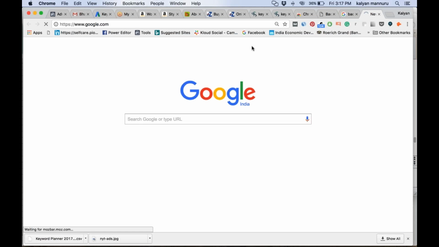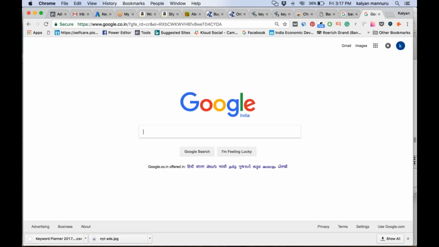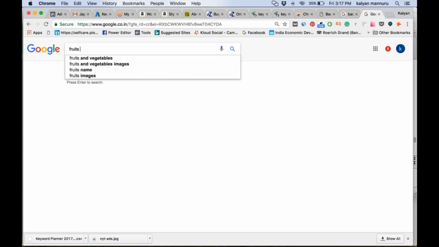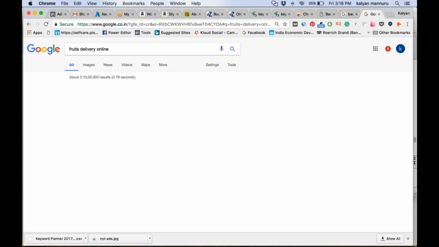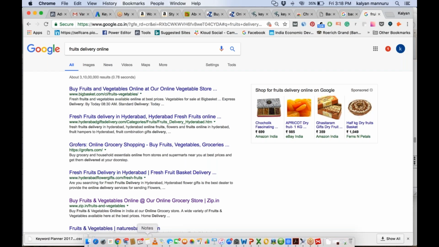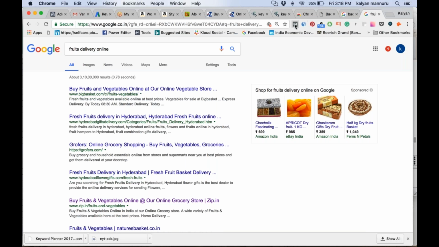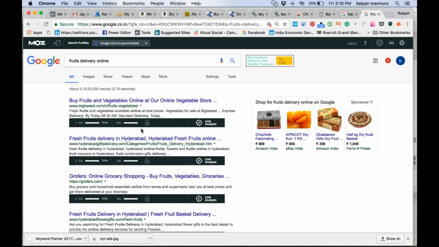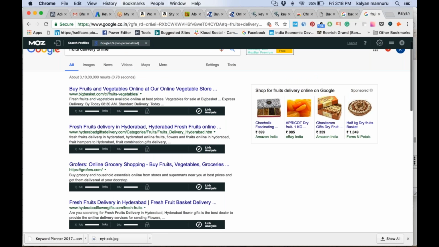So if I'm on Google, let's say my website is grocery shopping, I need to see where I am ranking for fruits delivery online. One of the keywords, there are many keywords, right? For each keyword you need to compare yourself with your competitor. So the moment I activate the Moz toolbar, it is telling me there is a score that is given. For Big Basket, the score is 40. No, it's not activated. Okay, let me refresh it for you. It's not active yet.